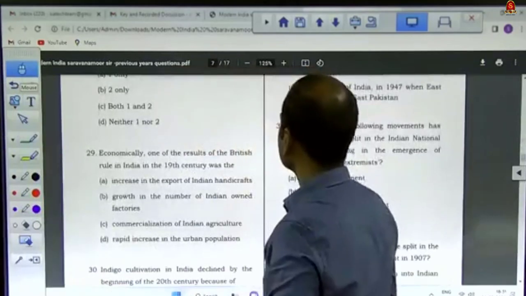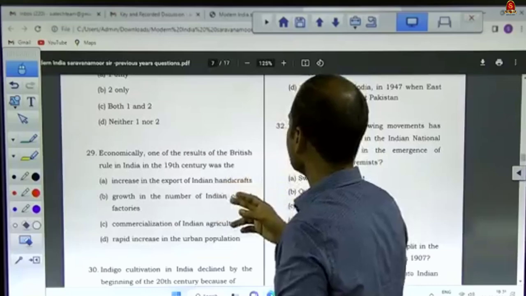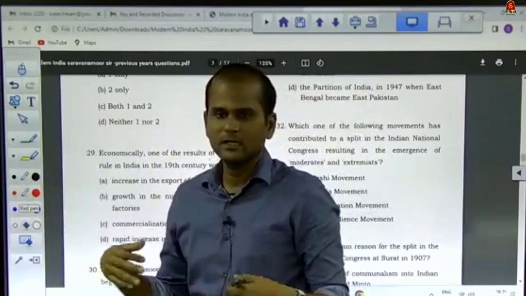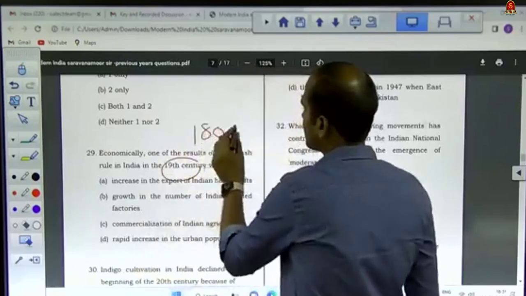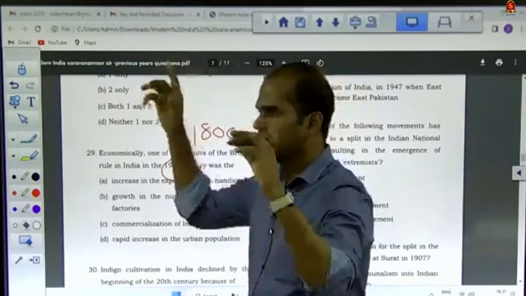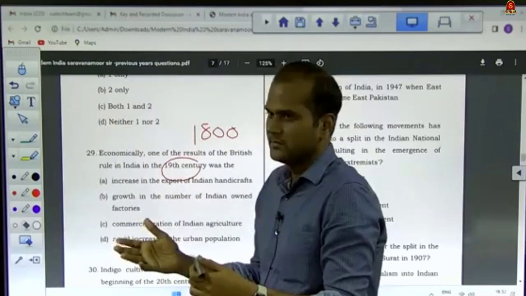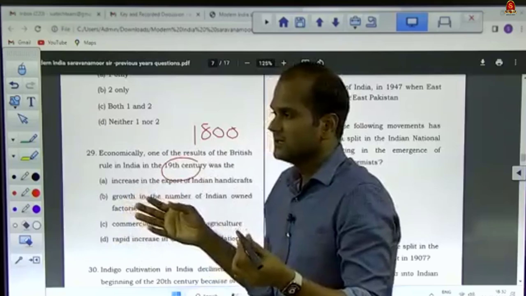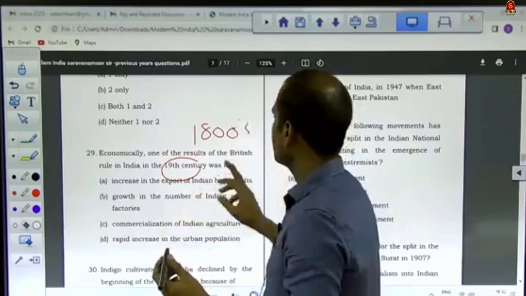Economically, which of the following was one of the results of British rule in India in the 19th century? If you look carefully, it comes again and again: second half of the 18th century, 19th century, first half of the 19th century. The 19th century starts from 1800 onwards. The Industrial Revolution started in the 1760s in Britain, but not that much changed by 1800. But from 1800 onwards, when industrialization reached the next phase in Britain and other countries, Indian industry started to decline. India started to export raw material. So, the destruction of India's handicraft industries, 1800s onwards.